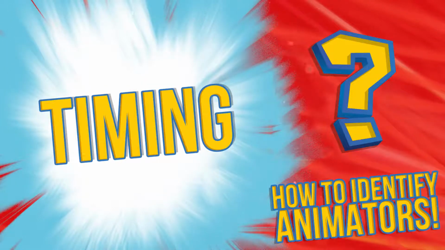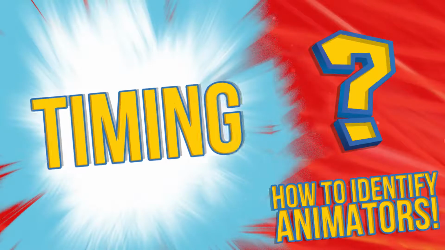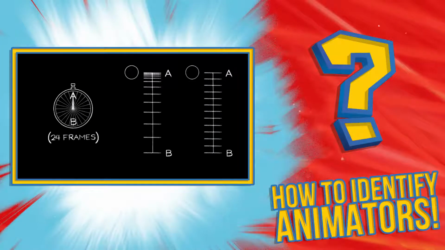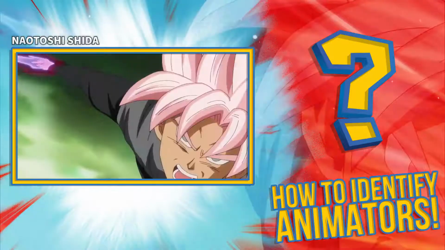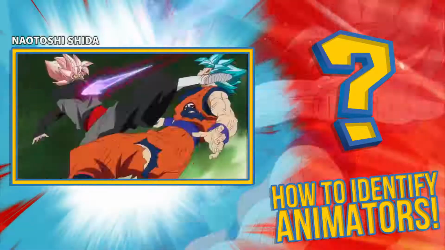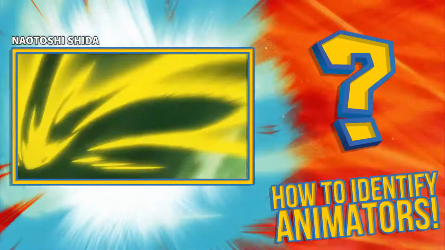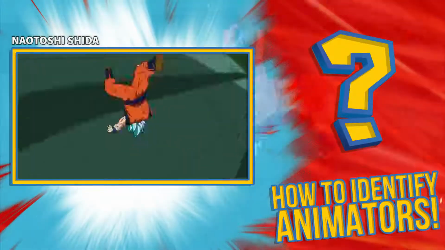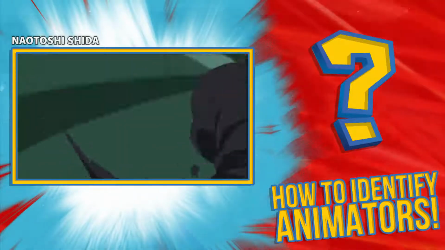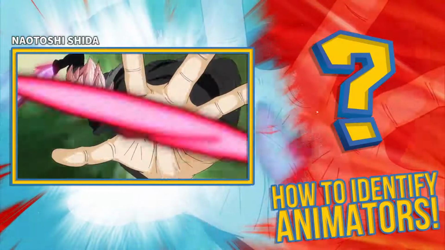Timing is one of the hardest things to use to identify an animator, but it is just as important. To put it simply, timing refers to how something moves, the weight or ease of various motions. Naotoshi Shida, again, is one of the most famous animators with hugely recognizable timing. His characters move like rushing water, and the character beams along with every movement, almost looking sped up in places.